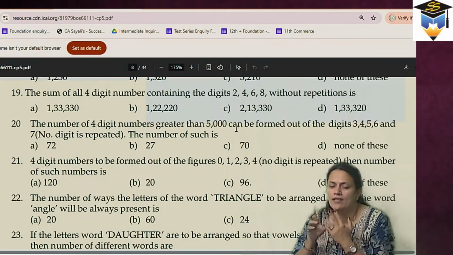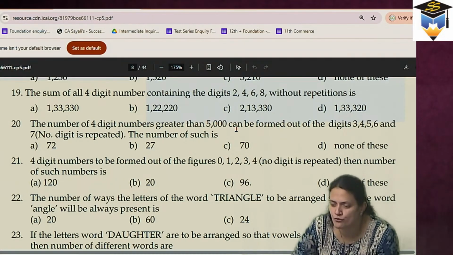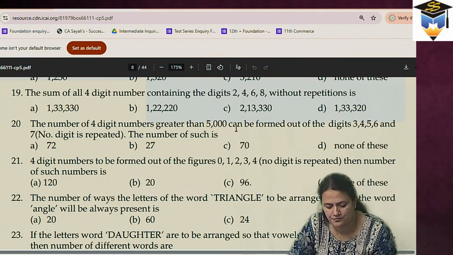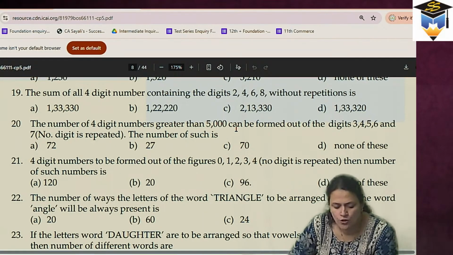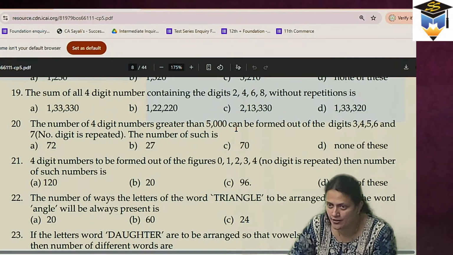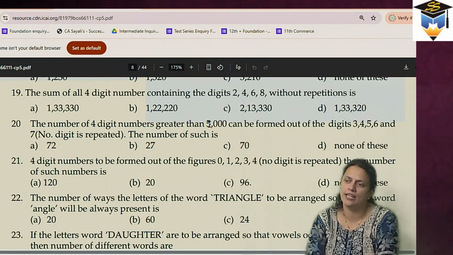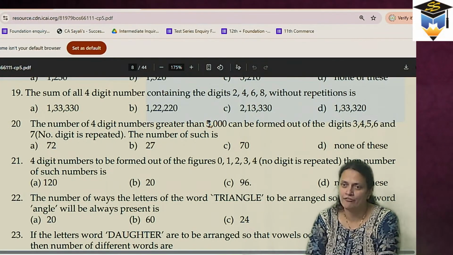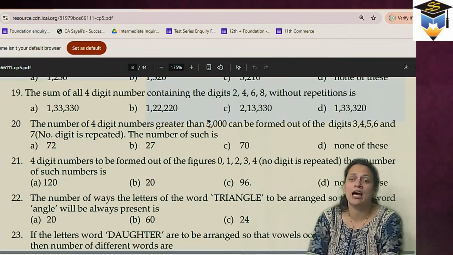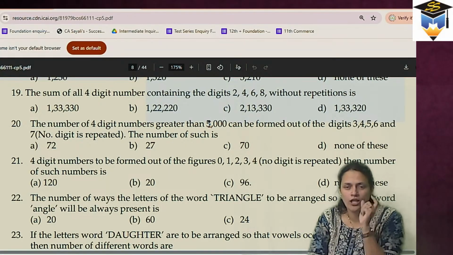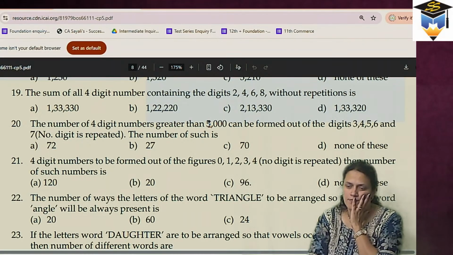Okay? Now 20th. The number of 4-digit numbers greater than 5000 that can be formed out of the digits 2, 4, 5, 6 and 7. No digit is repeated. So it is a 4-digit number, correct? In which one of the digits will always remain fixed. Can you tell me why? 5 will always remain fixed in thousands place, because we want the numbers greater than 5000. So 5 will always be present in thousands place.